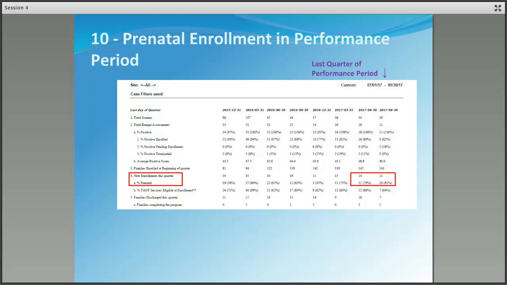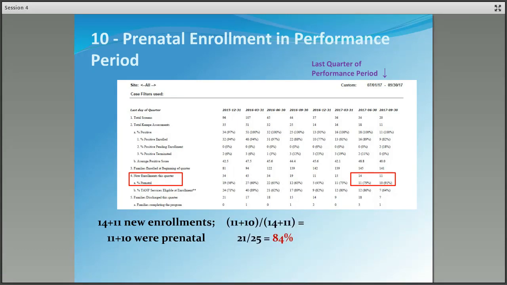In this case, there were 14 plus 11 new enrollments, and 11 plus 10 were prenatal. So if we do the math out, we see that 21 of 25 new enrollments were prenatal, or 84%, which is just below our target of 85%. So in this case, the program does not meet the item.